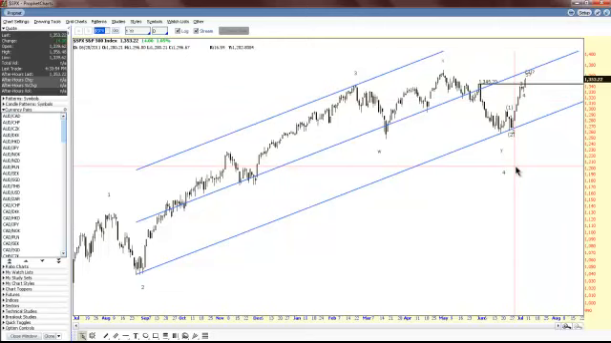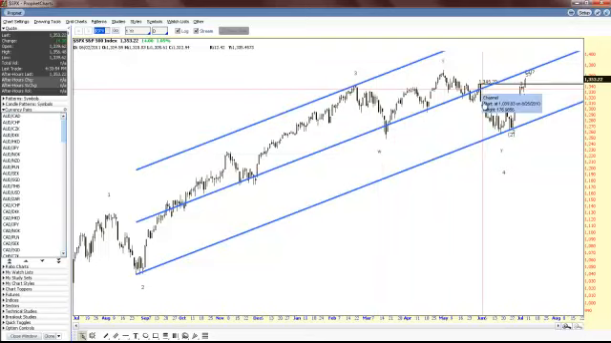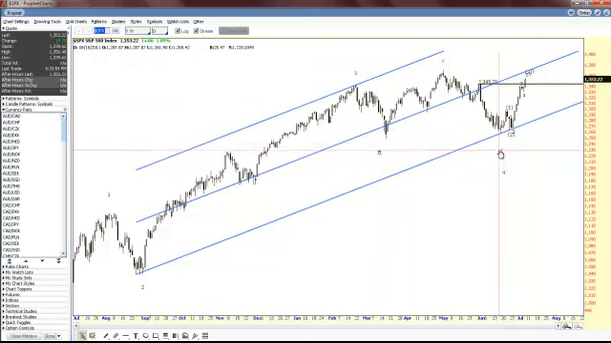If not, we're still looking for a pullback, and I'll show you more in a couple moments. But anyways, I have labeled this as an ABC, W. This is an X wave, another ABC structure. This would be Y, which I believe is finishing the 4th subwave inside of a larger 5th degree wave.